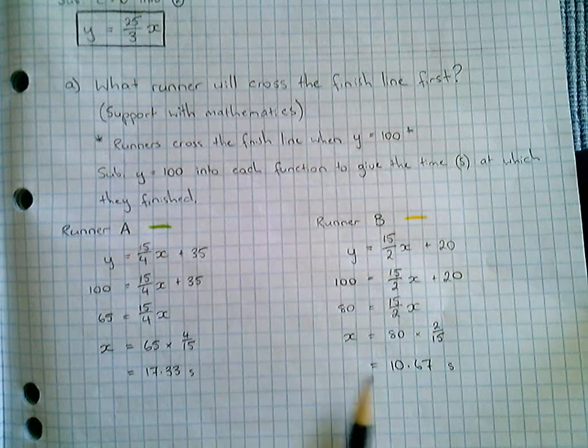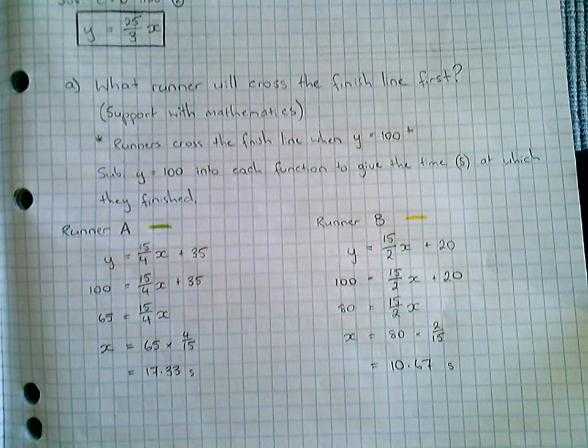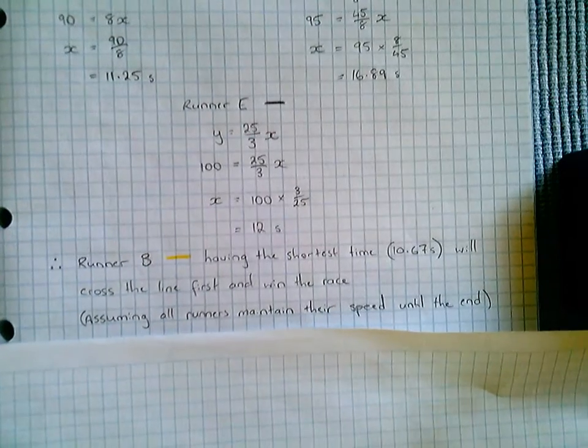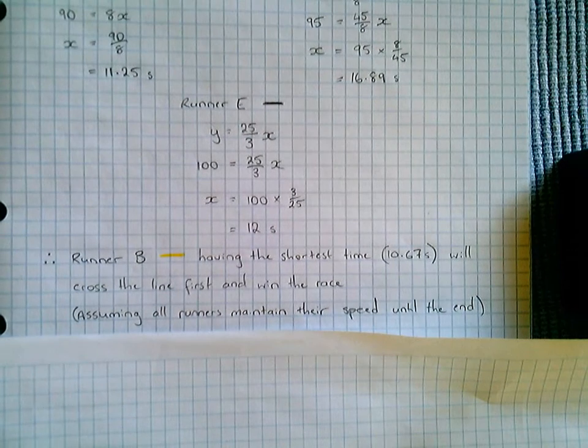But back over the page, you might remember runner B had a time of 10.67, which is the fastest of all of them, which I've then stated explicitly. Therefore, runner B, having the shortest time of 10.67 seconds, will cross the finish line and win the race.